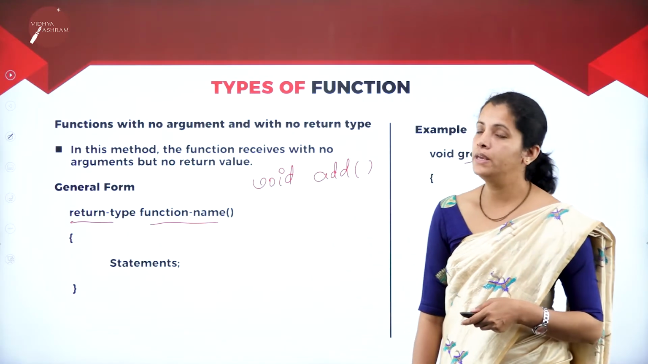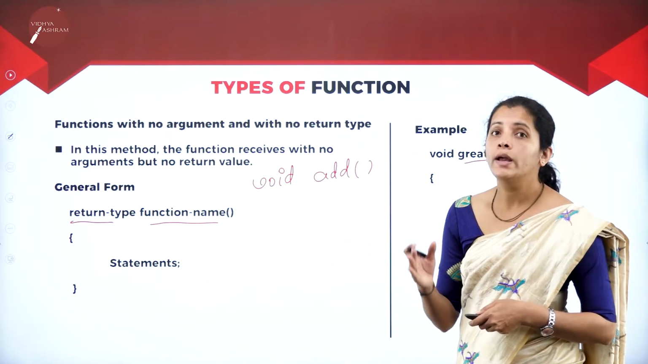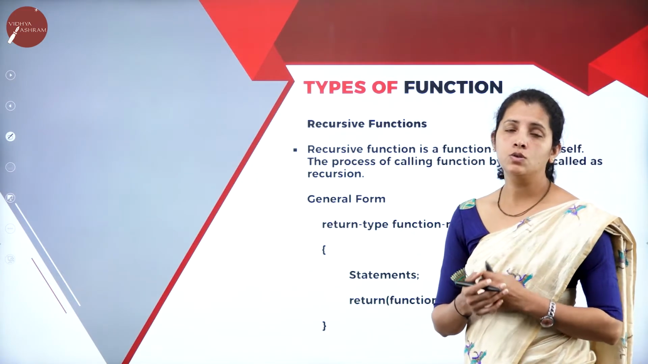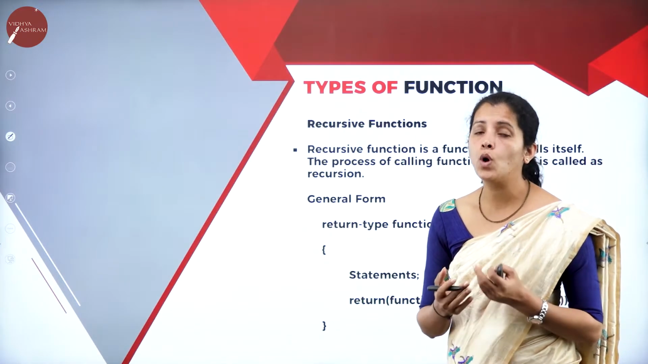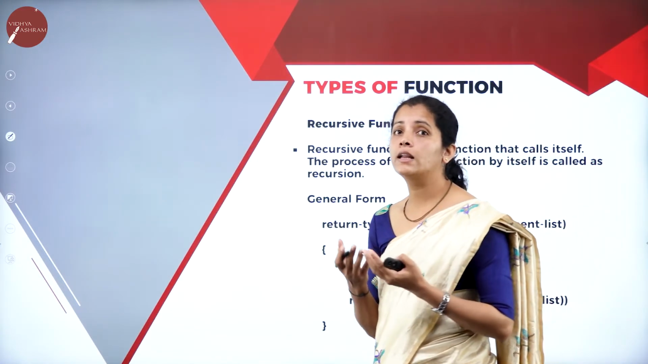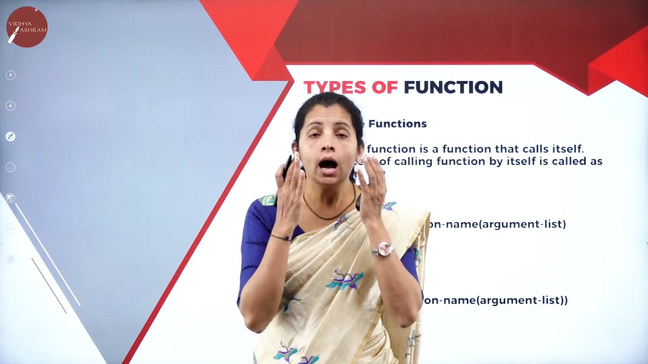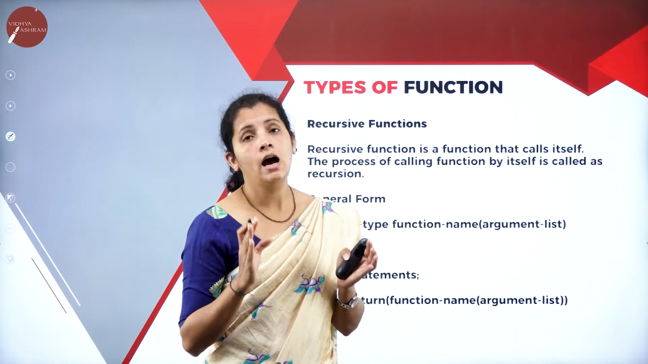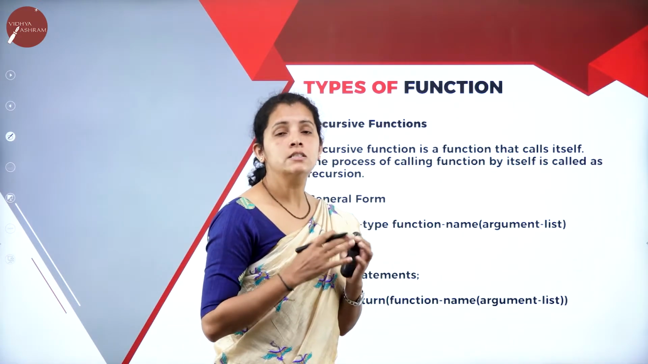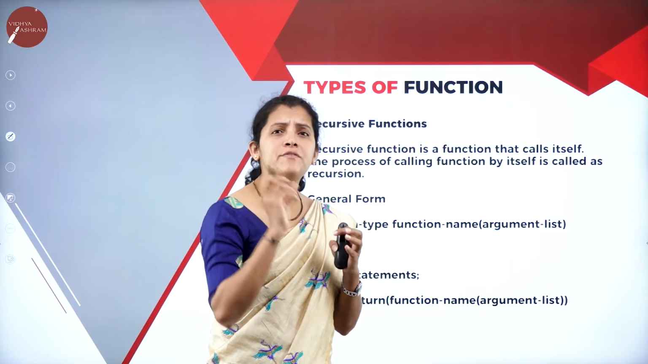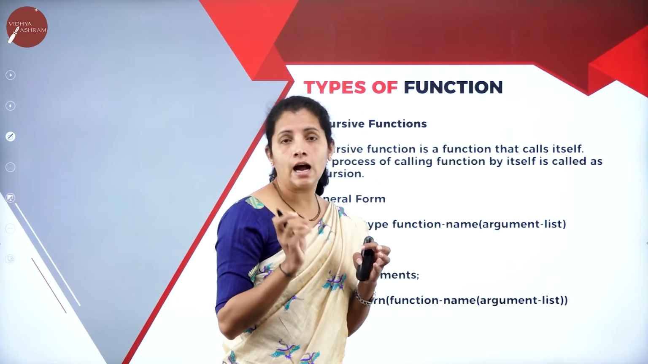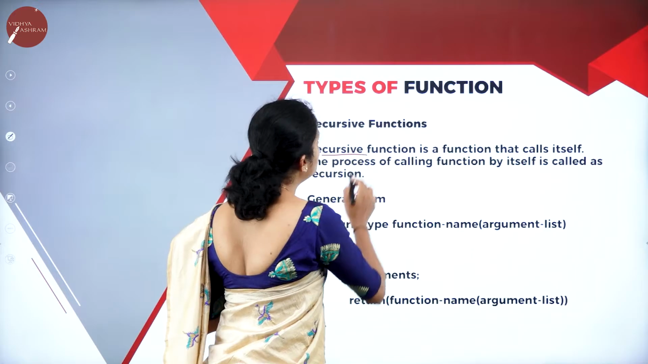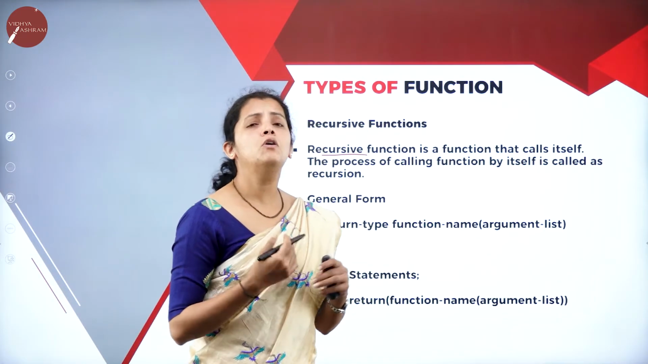Now let me explain the last type of function, which is recursive. It is nothing but recursion. So what is recursion? Recursion is nothing but repetition. I'm going to execute the same statement again and again until the given condition is satisfied. That means I'm going to call the same function name again and again until the given condition is satisfied. So a recursive function is a function that calls itself.